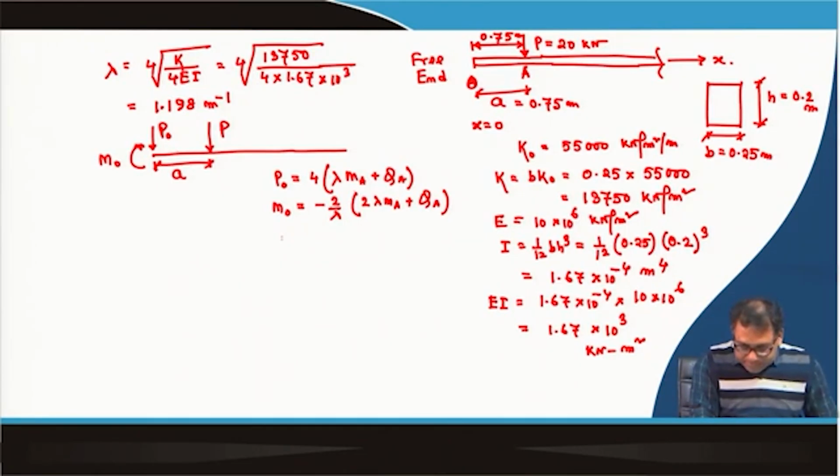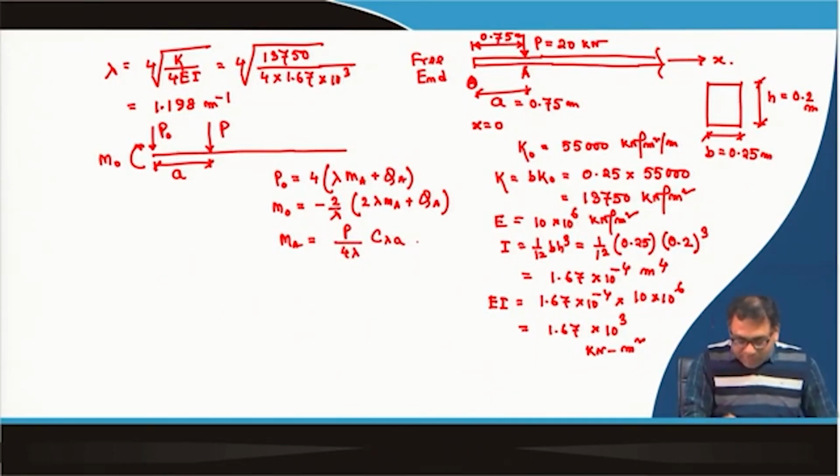The MA due to the load P will be equal to P divided by 4 lambda C lambda A.